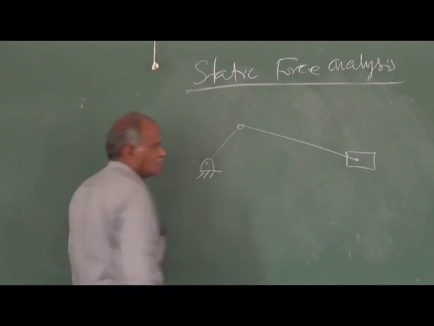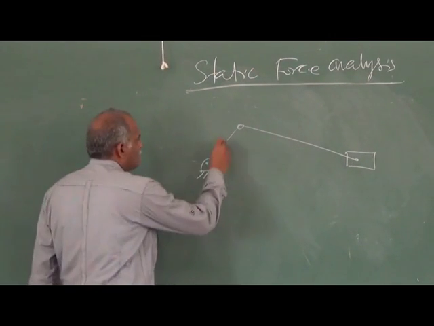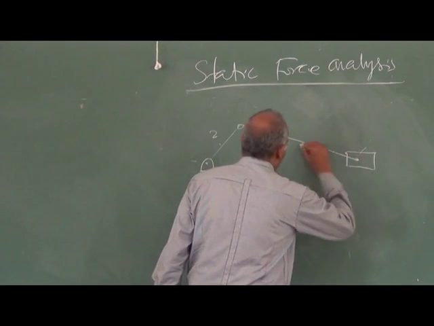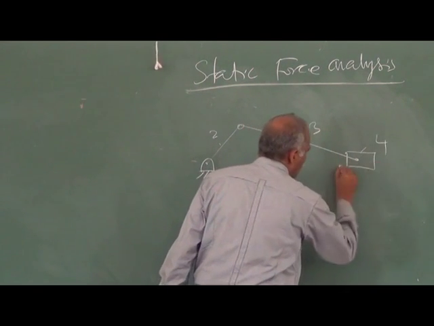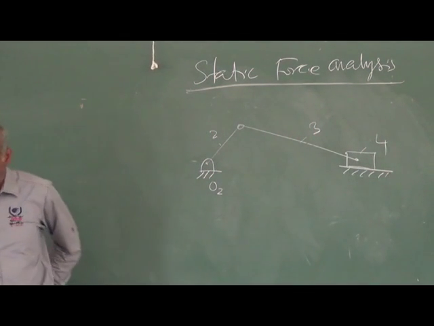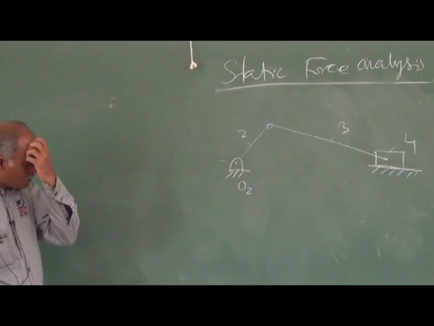Like this. We know this is O2, this linkage we will say is 2, this is 3 and this is 4, and you have a ground. This is very familiar to you. Let us take a slider crank mechanism.